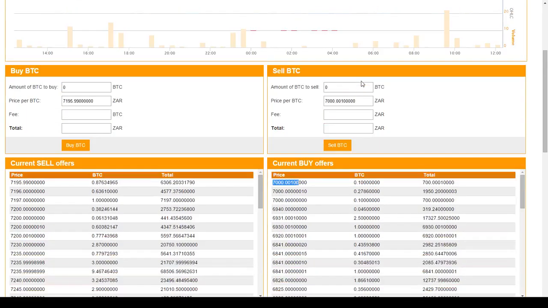So if I wanted to put in an effective buy offer, I would say I would like to buy one Bitcoin, and I would put in 7,001 Rand. The reason I say 7,001 Rand is because I would like to be in the top of the queue. I would like to be the first person that people sell to. The way you become on top of the queue is by putting in the highest price. So 7,001 Rand is higher than 7,000 Rand. Let's put that order in.